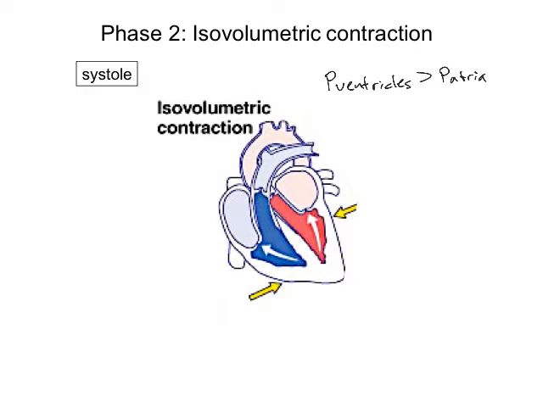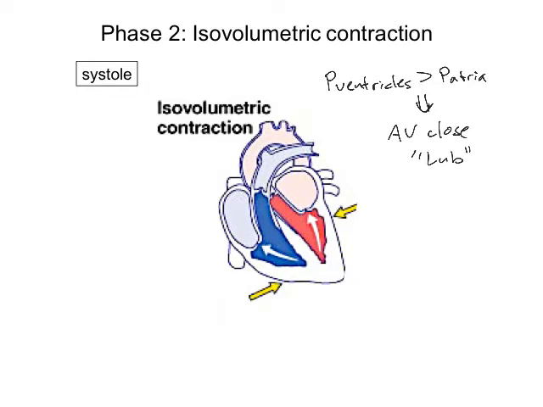So what does this mean? This means that the AV valves that connect the two chambers are going to close. So the valves between the atria and the ventricles close. Okay, and when they close, it creates a sound, which is called lub. This is the first heart sound.